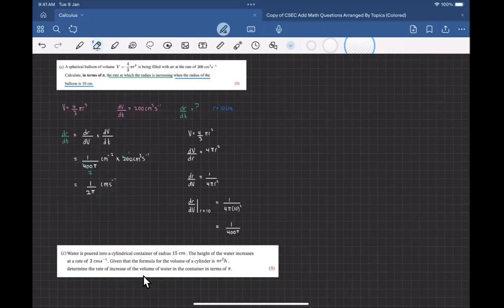Nicholas, what you're doing is correct. You're just skipping a lot of working. If the question is worth 5 marks, you're gonna get 3 marks. You've got to put in the working. You had to say dV over dt is equal to dV over dH times dH over dt, then plug it in. You're rushing there. You have to put in the working.